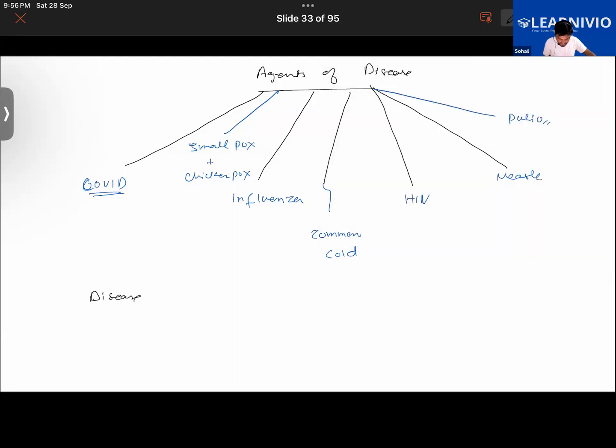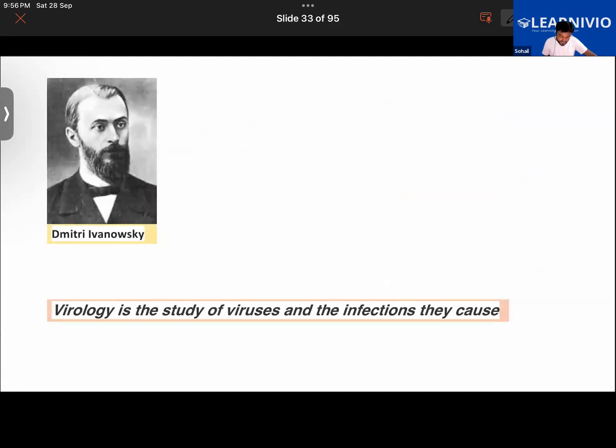Diseases caused by viruses can't be cured with antibiotics. We're going to learn about antibiotics in the later part of the class. So hope this much should be clear.